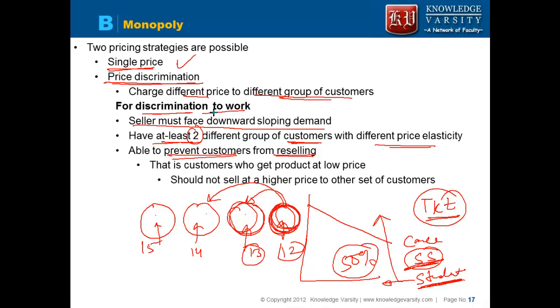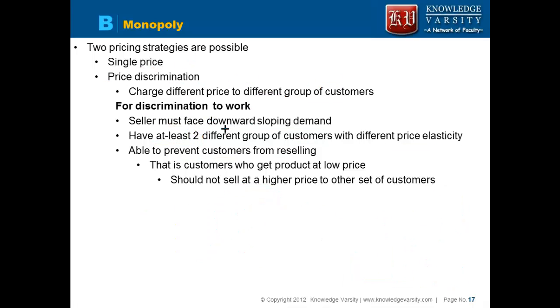So what is discrimination? You are charging different prices to different sets of customers. For the discrimination to work, you should have a downward sloping demand curve, you should have at least two different sets of customers, and you will prevent the customers from selling to others.